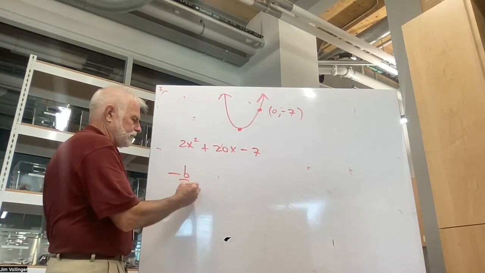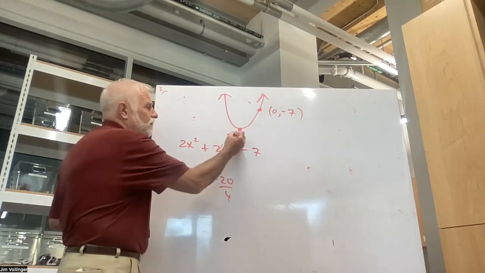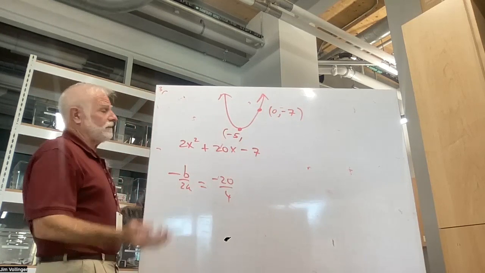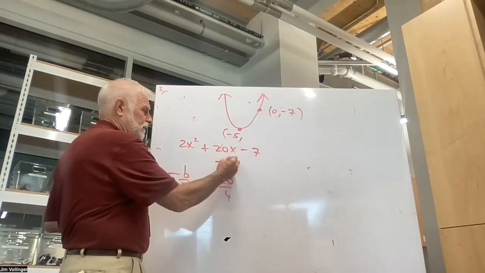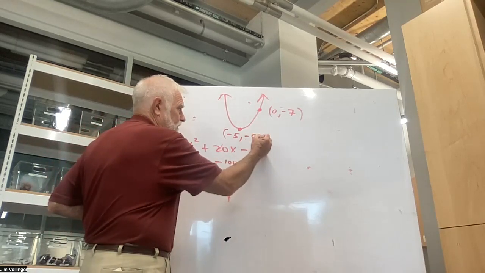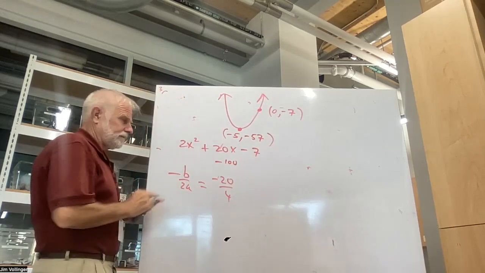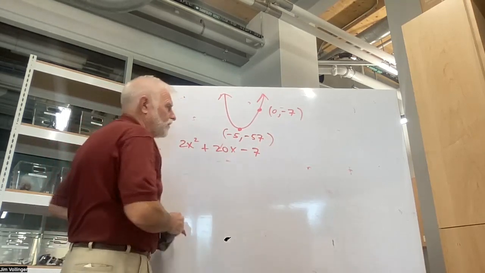Minus b over 2a. Minus 20 over 4. Negative 5. Okay. How do I get the y value? Plug it in. There's minus 100, cut in half, minus 57. You can take more time than that. You can plug negative 5 in, do it in all 3 places.